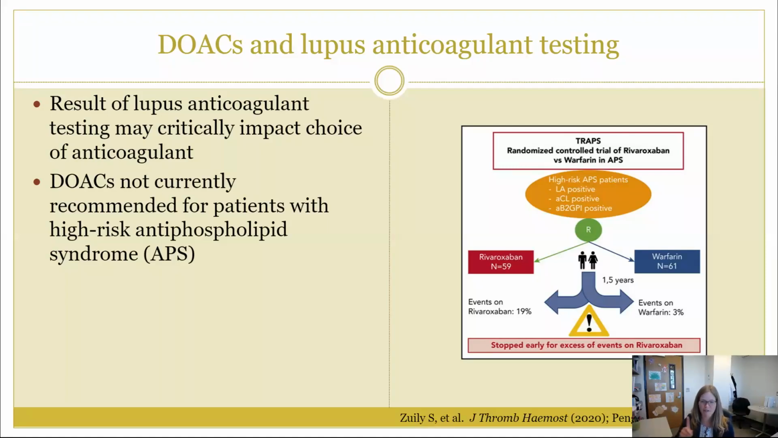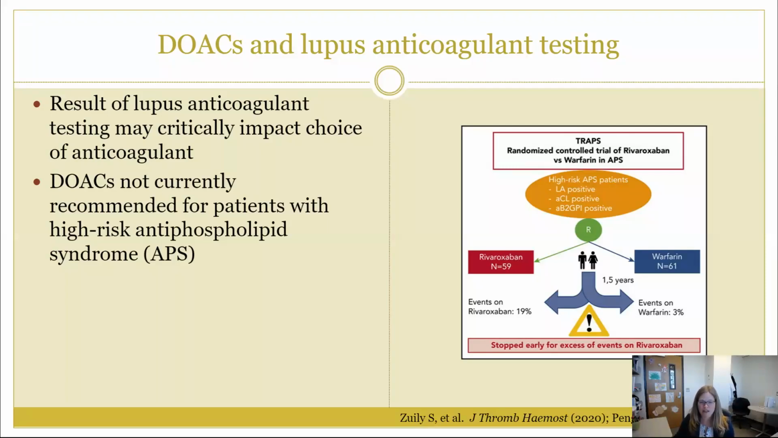So that means they have lupus anticoagulant, and then they have anti-cardiolipin antibodies and anti-beta-2 glycoprotein 1 antibodies at the same isotype. These patients were randomized to either receive rivaroxaban or warfarin, and they were monitored for follow-up. And actually, this study was stopped early because the rivaroxaban group performed so poorly.